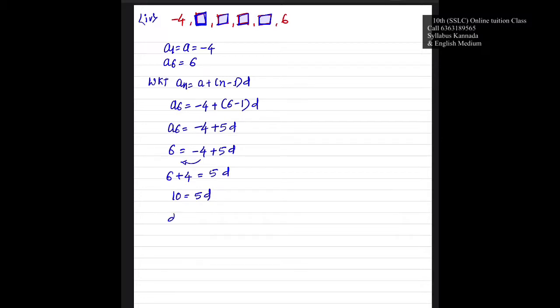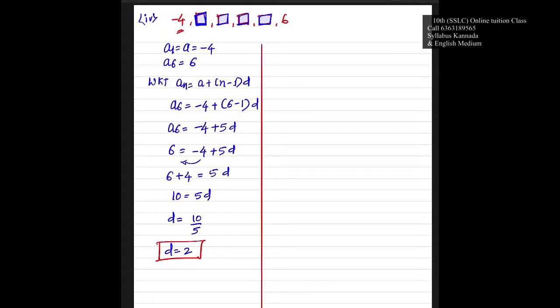So students, d is equals to 10 by 5, you can write. So d is equals to 2 is your answer. Okay, so the common difference we got is d is equals to 2. So once we got the value of common difference and if we know the value of first term, we can easily find out the next values.